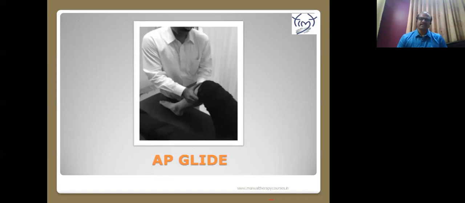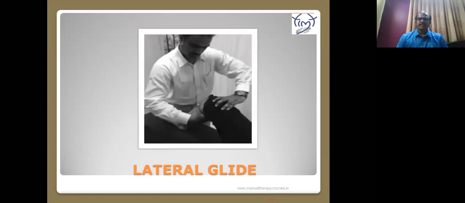You start with 10 degrees, 15 degrees, and progressively increase. Because end range mobilization can affect the meniscus, because the meniscus is also likely to go for degeneration. So we have to be careful with end of range mobilization. The glides, the lateral glides or the medial glides, we can do in order to get better.